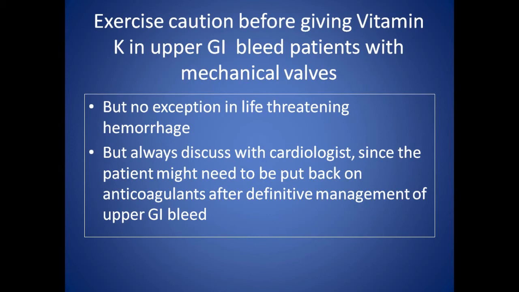But if the patient is having a life-threatening hemorrhage, the situation is different. You need to give these drugs, but always have a discussion with the cardiologist. The patient might need to be put back on the anticoagulants as soon as possible after the definitive management of the upper GI bleed.